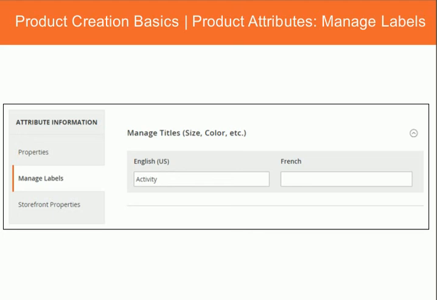In this case, the customer already knows they are looking at a bag product, so the additional word bags in the attribute's name is unnecessary on the storefront. As with the labels for attribute options shown in an earlier slide, the Manage Labels tab will show an input field for each store view.